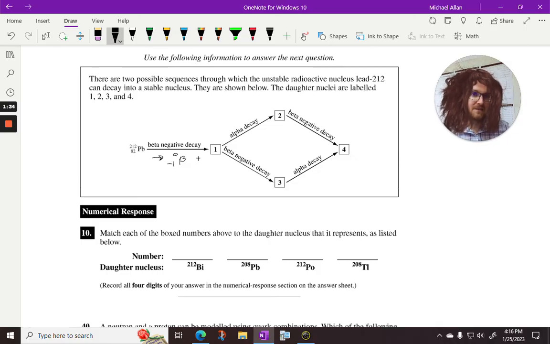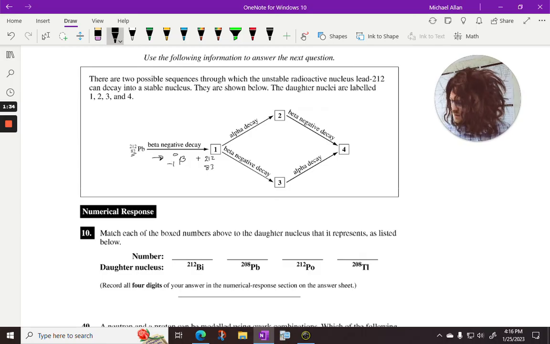But the numbers on the top do have to balance out. So I have 212 here. If this is 0, that means the top number has to be 212 as well. And then the bottom numbers, the charge has to balance out too. So this is going to have to be 83 plus that negative 1. It's going to end up being that 82 there.